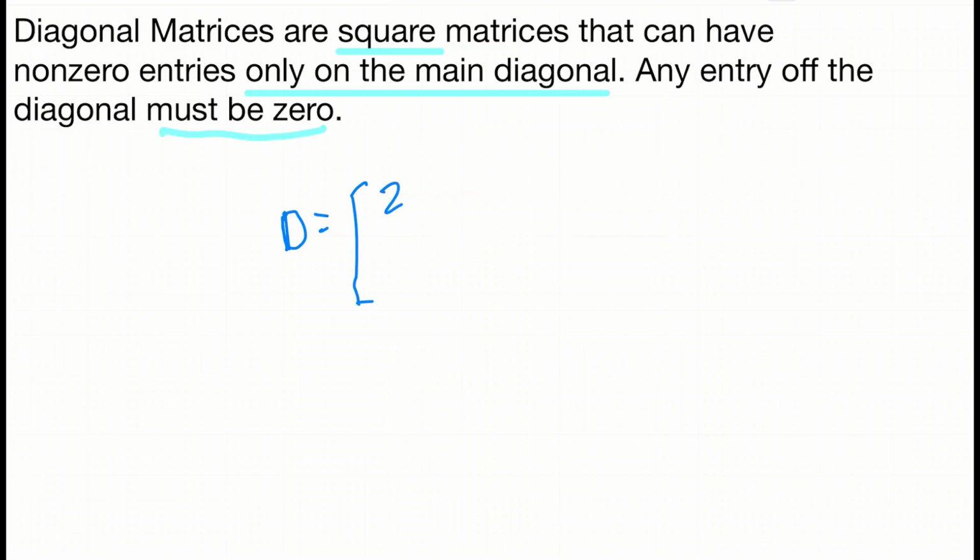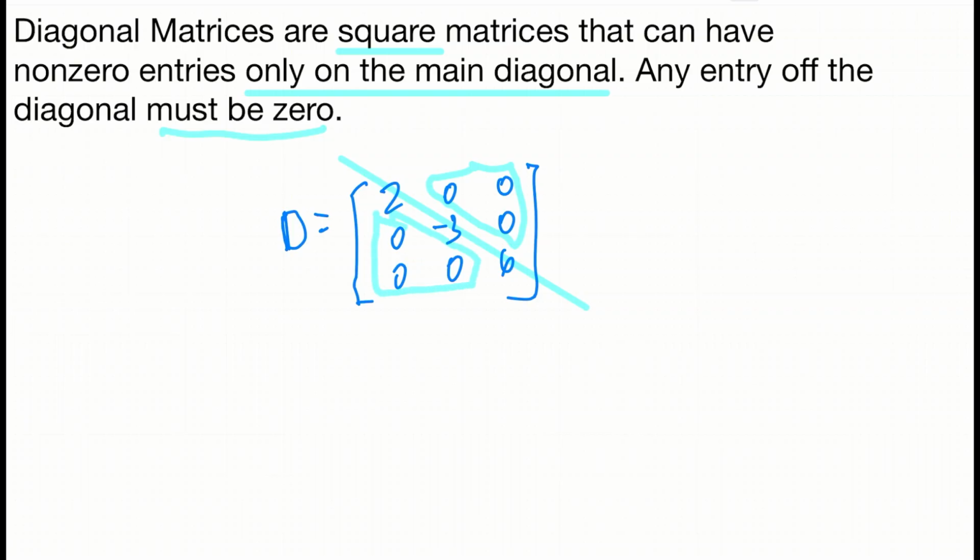So let's do a 2, 0, 0, 0, minus 3, 0, 0, 0, 6. So if we've got a diagonal matrix, now there's the diagonal. Those are not 0. It can have non-zero entries only on the main diagonal. So there could be a 0 there. But the main thing is the upper triangular part and the lower triangular part have got to be 0. The only entries you can have really are along the main diagonal. That's why they call it a diagonal matrix.